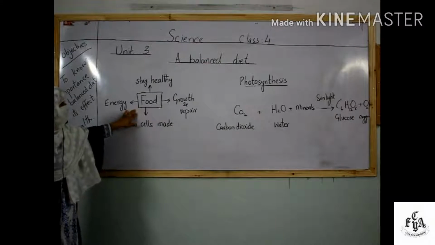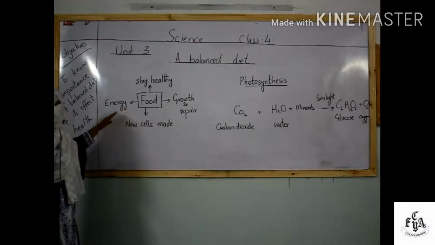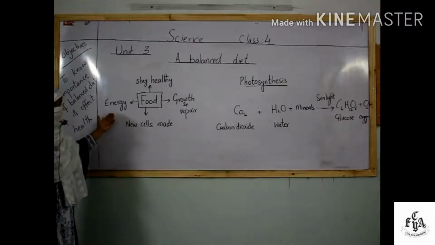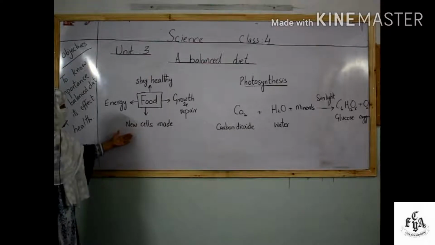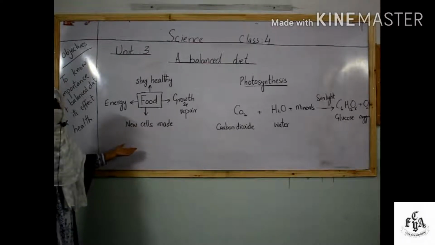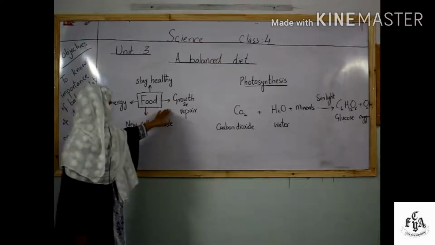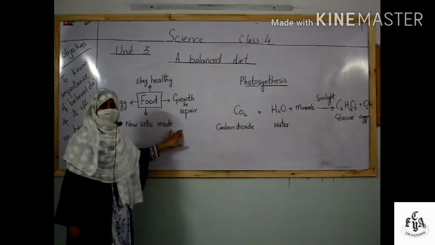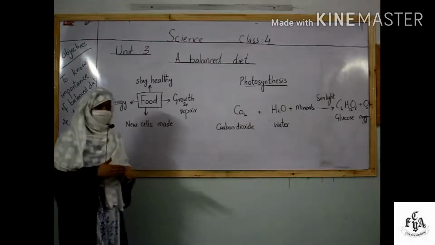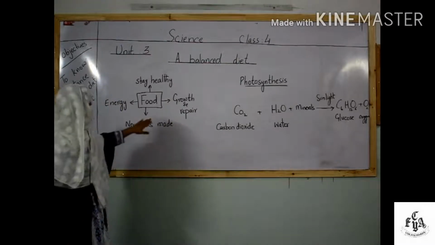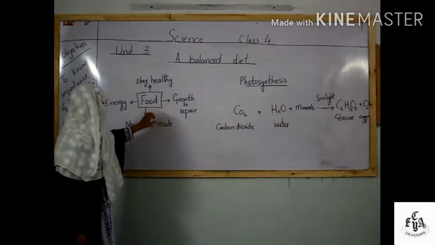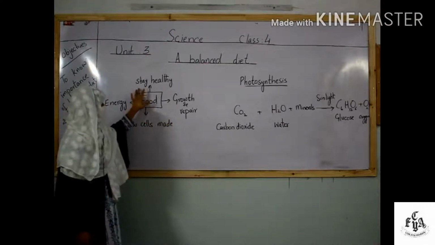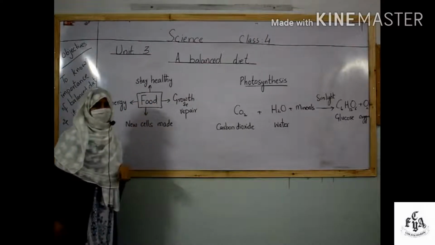So the food which we are taking, we need that food for different reasons. You can say we take the food so that we can get energy from it, and we can do a lot of different works. And the food which we are taking is also used to make new cells. It is also used for the growth and repair of the damaged body parts. If there is any damage in our body part, that can be easily repaired with the help of food. And the main important reason why we are taking the food is to stay healthy.